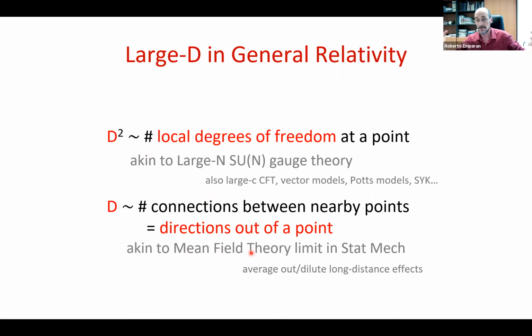People from statistical mechanics, whenever I talk to them about this, they say, yeah, of course, this is bread and butter, because when we consider lattices of a large coordination number, by taking this coordination number of the lattice to be large, that's a way in which one can recover the mean field theory of some statistical mechanical system. In this way, by diluting effects over a large number of dimensions, you average out long distance effects.